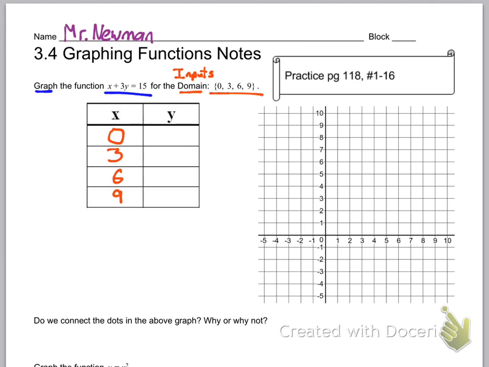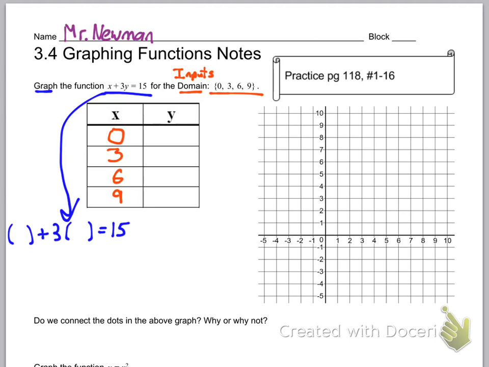This function, x plus 3y equals 15, is not how you typically see a function. We like seeing them in y equals format most frequently, because then you can just plug in the x and calculate. What we're going to have to do is plug it in and solve. So let's rewrite this function down here, but I'm going to leave the variables blank. So blank plus 3 times blank equals 15.